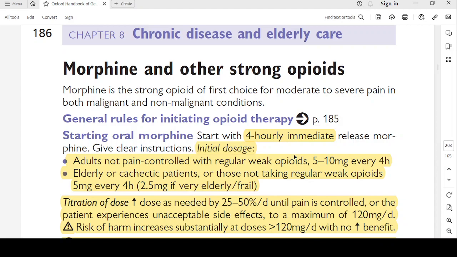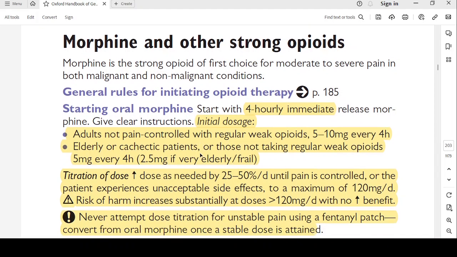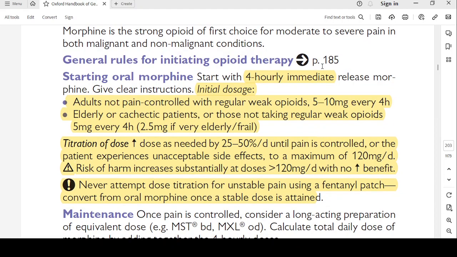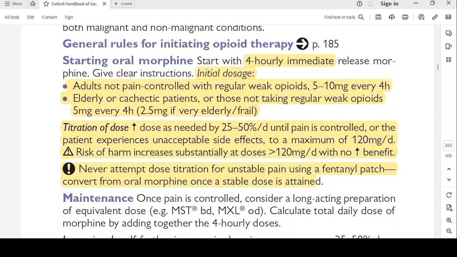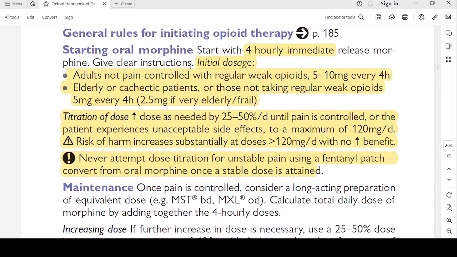Morphine and other strong opioids. Morphine is a strong opioid of first choice for moderate to severe pain in both malignant and non-malignant conditions. General rules for initiating opioid therapy are on page 185. Starting an oral morphine: start only with 4-hourly immediate release morphine.